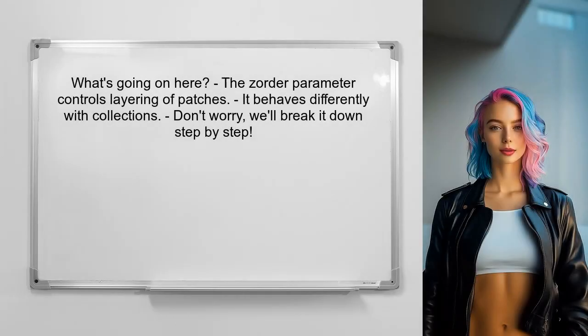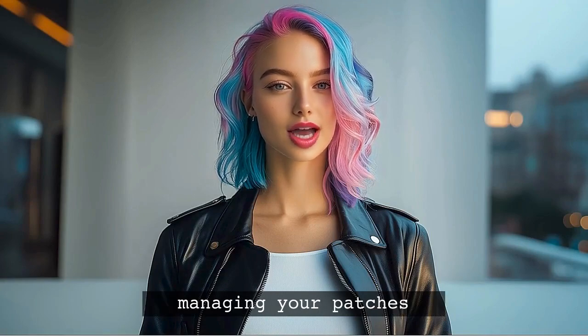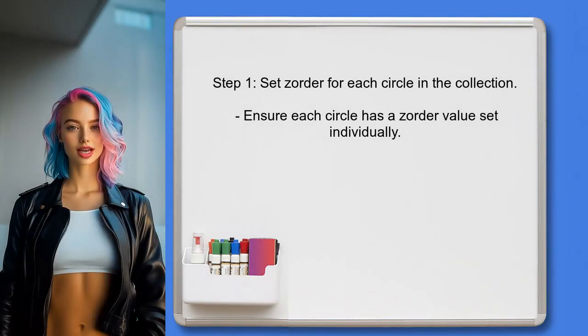So what's going on here? The Zorder parameter is supposed to control the layering of your patches, but it behaves differently when you're using a collection. This can be confusing, but don't worry, we'll break it down step by step. And stick around. At the end of this video, I'll share a quick tip that will help you manage your patches more effectively.